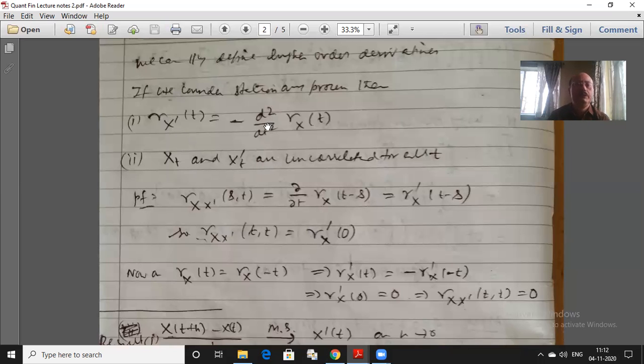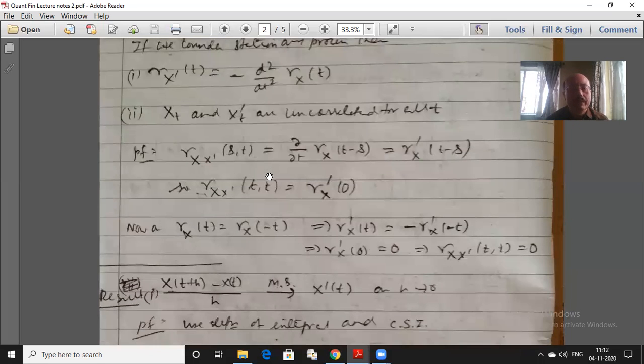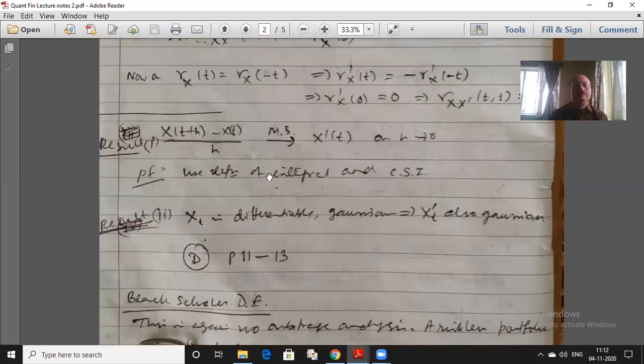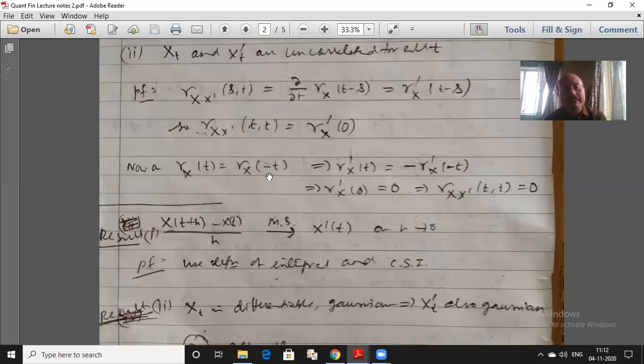So these are two properties for the derivative process, which we wanted to understand. And I will finish the derivative discussion with the mean square property. This mean square property will also be useful for other things. So what is the result? Let me first take the result.